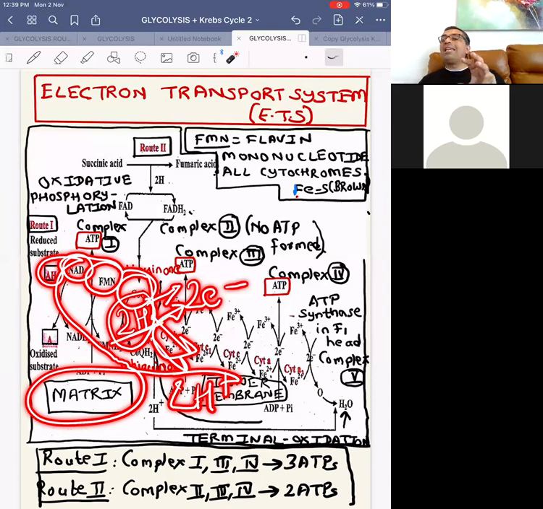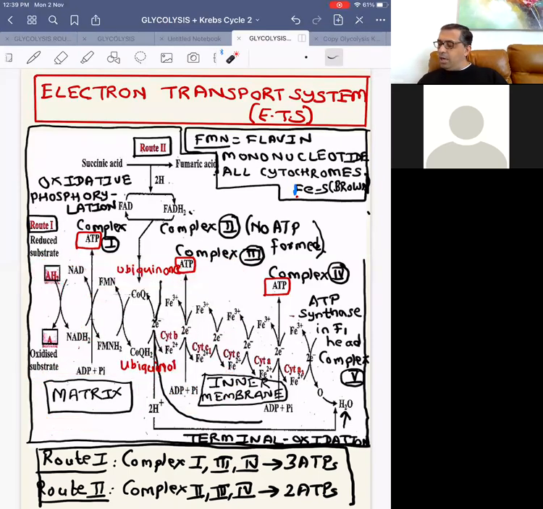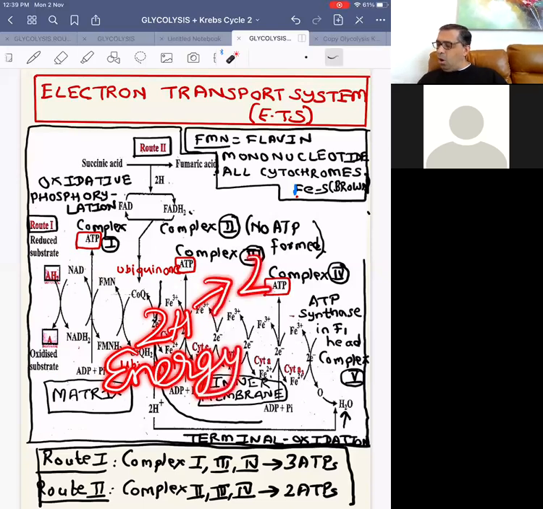And note carefully, the 2 hydrogens were rich in energy. And when these two hydrogens split to form proton and electron, all the energy goes into the electron. So who is energy rich? 2H is rich in energy. It splits to form electron and proton.